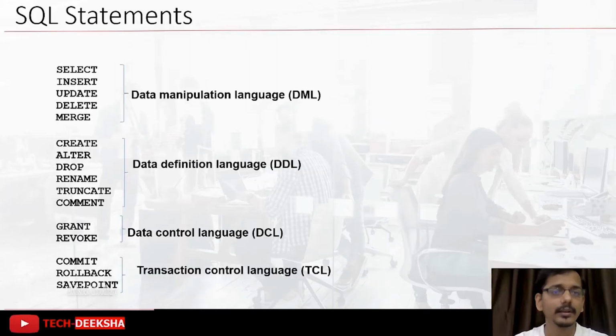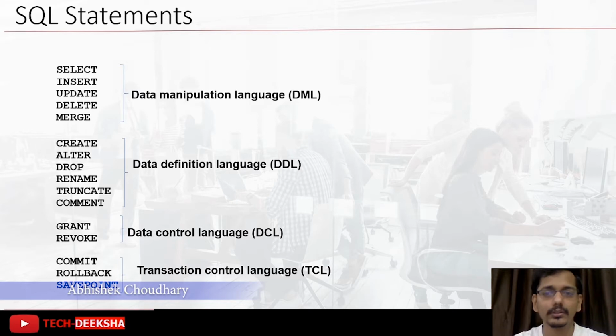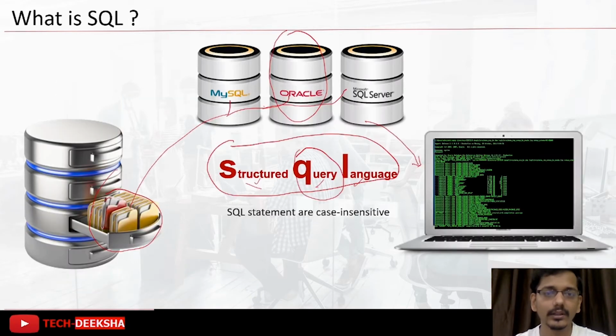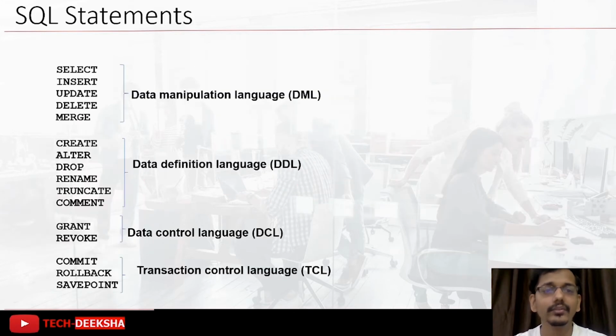This section, we will learn what the different types of SQL statements are. In the previous slide, we learned what SQL is. Now we learn the different types of SQL. Basically, your SQL statements are divided into four important segments: your DML operation, your DDL operation, your DCL operation, and your TCL operation.